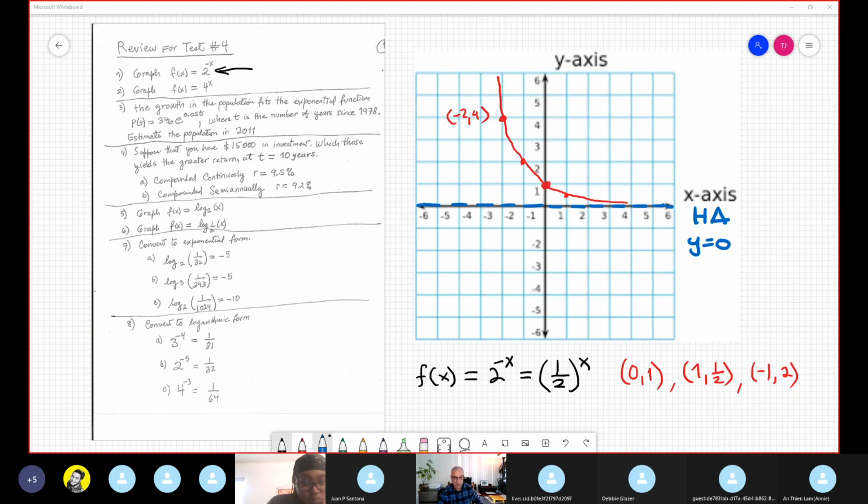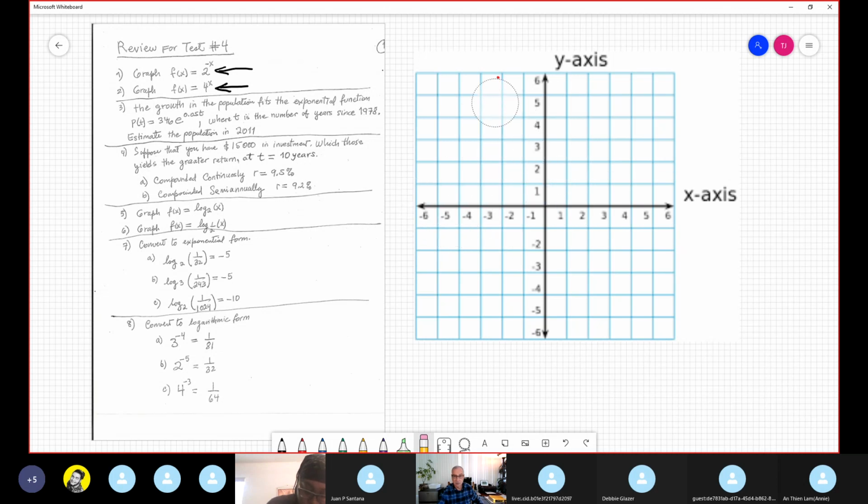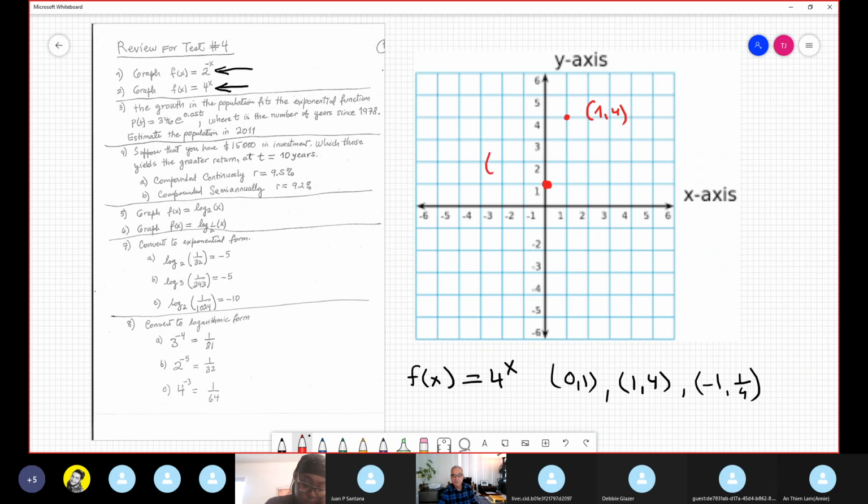Let's move on to question 2 now. It's similar, except in question 2 we have, of course, the base 4. The function is 4 to the x. I know that when the base is greater than 1, the exponential is increasing, a growth exponential. And the famous points are 0, 1, then 1, 4, which is the base, and -1, 1/4, the reciprocal of the base. I plot the universal point, 0, 1, and 1, 4 is here. There's a reason it's increasing.